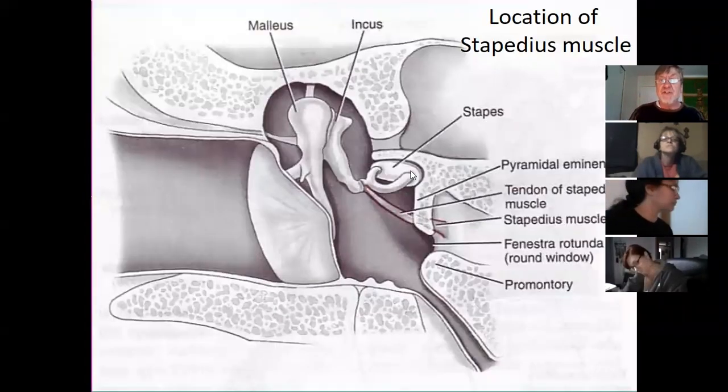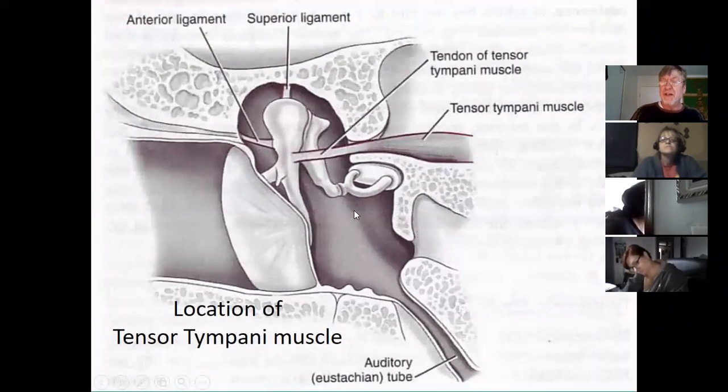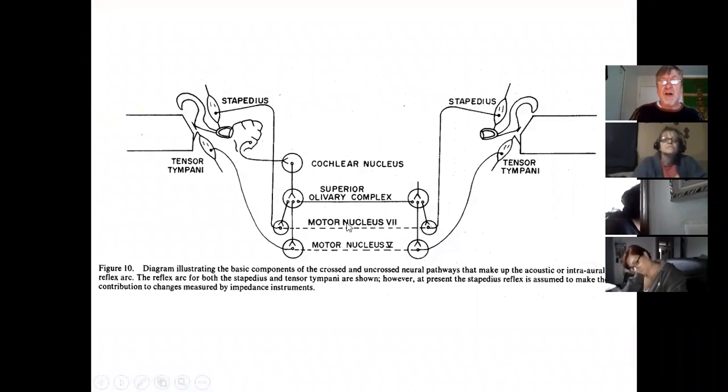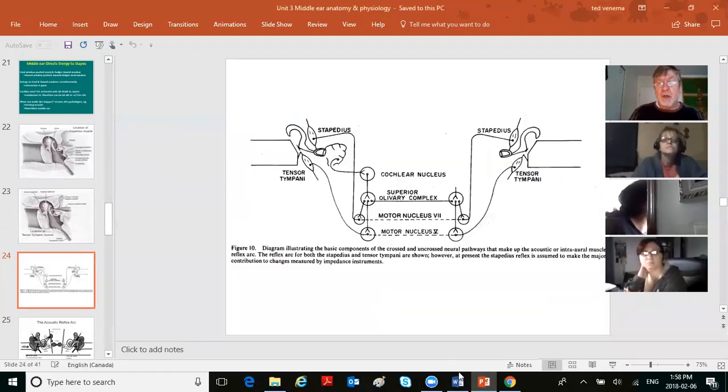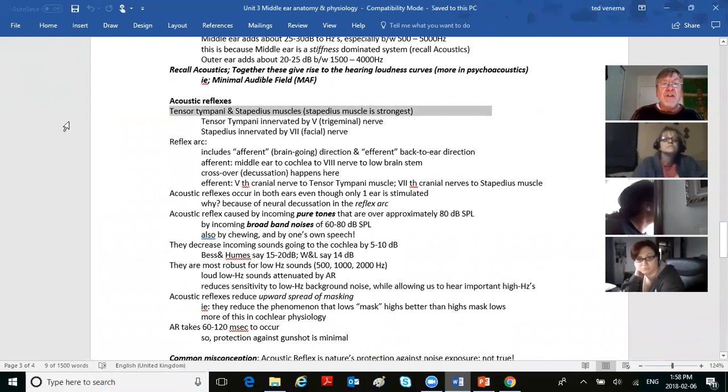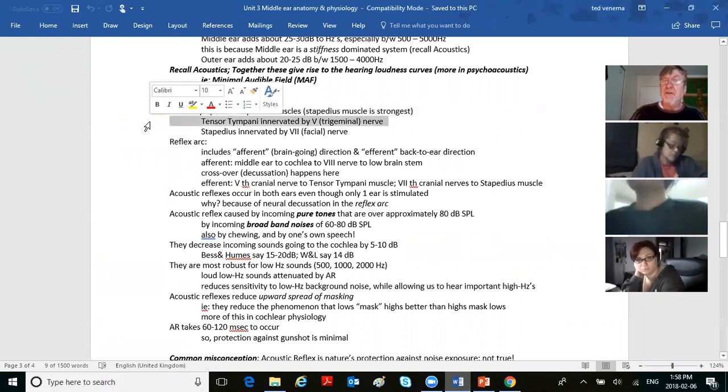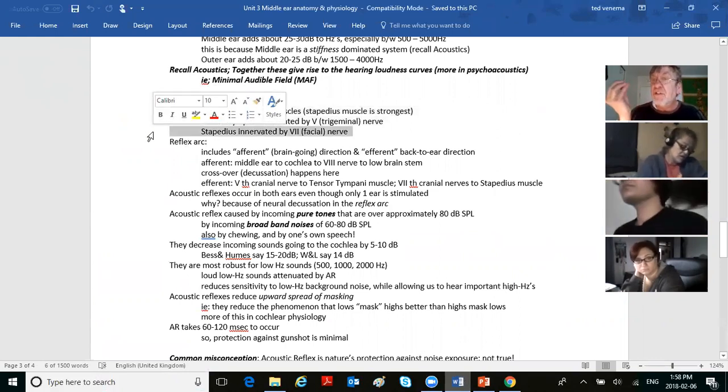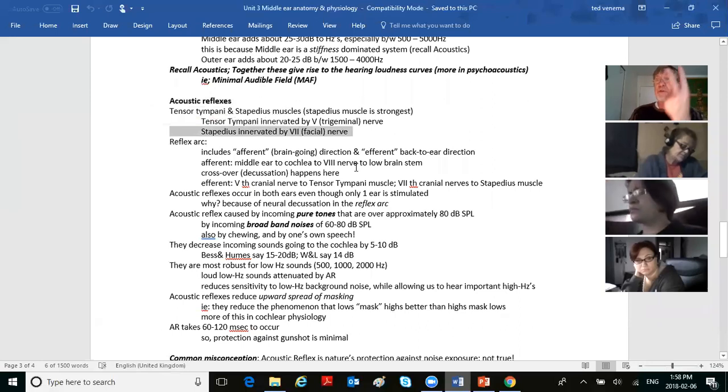Let's look at it. Share screen here. Here's the location of the Stapedius muscle, and here is the location of the Tensor tympani muscle. Okay? Now, many people draw this weirdly. I'm going to get out of here and go into our writing. Let's read what it says here. Tensor tympani muscle and Stapedius muscle. The Stapedius muscle is smallest, but it's strongest. And these are innervated, which means they are fed messages by nerves. And there are two nerves. One goes to the tensor tympani muscle, the other one goes to the Stapedius muscle.